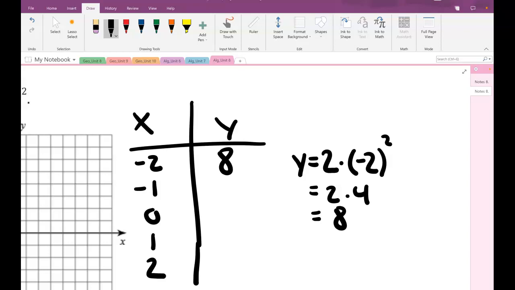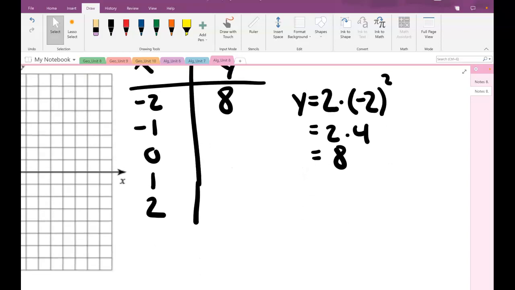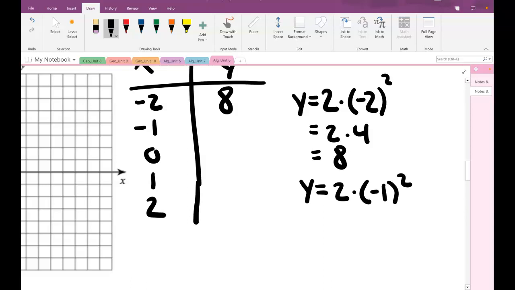We'll do the same thing for -1. We say y is equal to 2 times (-1) squared. That's 2 times 1, which is equal to 2. I know my 0 is always going to be 0, because if I square 0, it's still 0. Then I multiply 0 by any number, it stays 0. So I could just fill this one in right away.